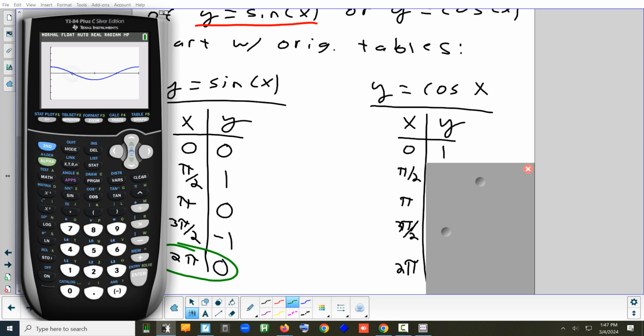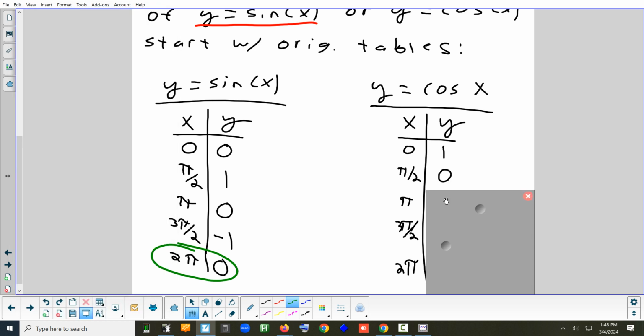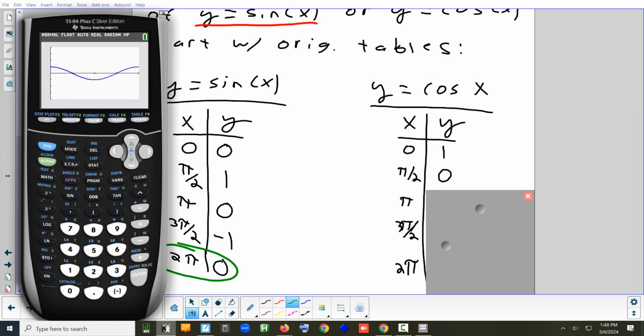How about the next point? That marks the end of the first quarter of the cycle. 1, 0. Well, it's going to be pi over 2, something. Pi over 2, 0. Yeah. Remember, these tick marks don't go by ones. They go by 90s or pi over 2s.